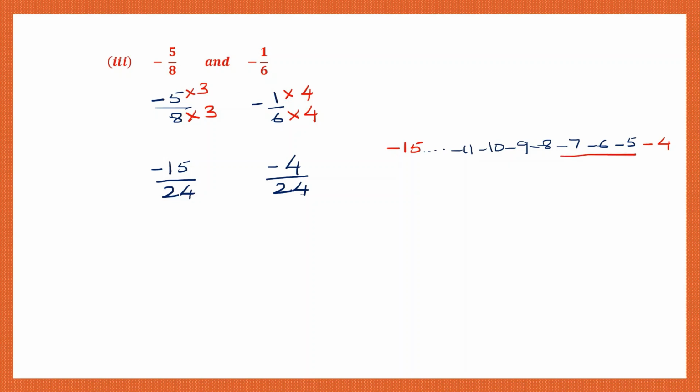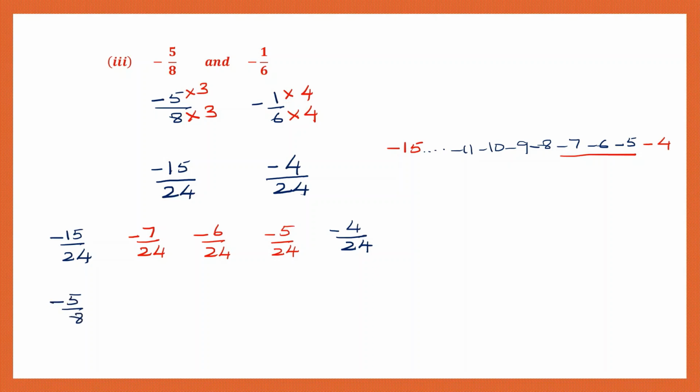Okay, so what will that be? So here we will have minus 15 by 24, which is already given to us. Now we are taking minus 7, so that will be minus 7 by 24. Then we have minus 6 by 24. Then we have minus 5 by 24. These are the three that we are going to insert between these two. Minus 4 by 24. So minus 15 by 24 is actually minus 5 by 8.